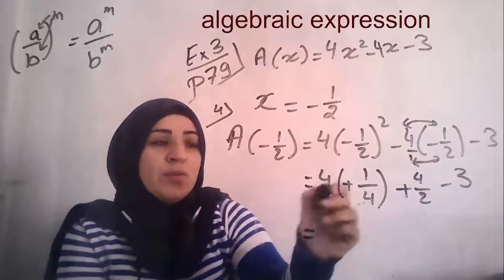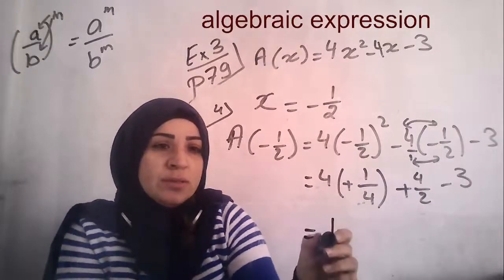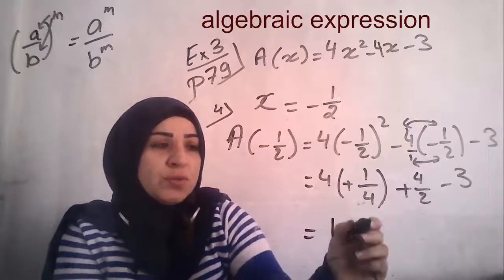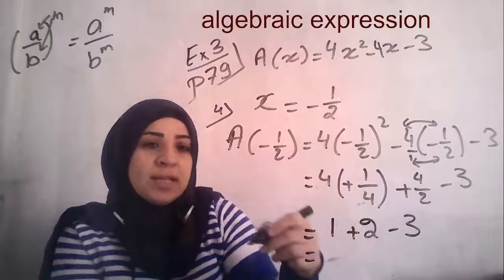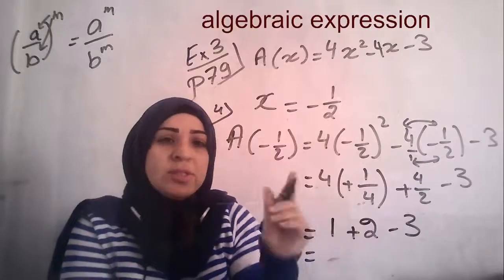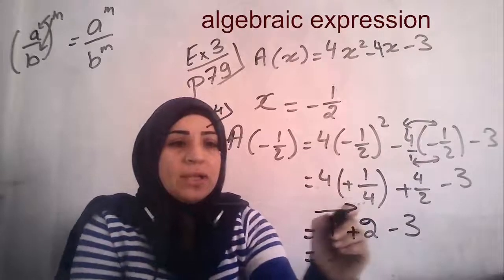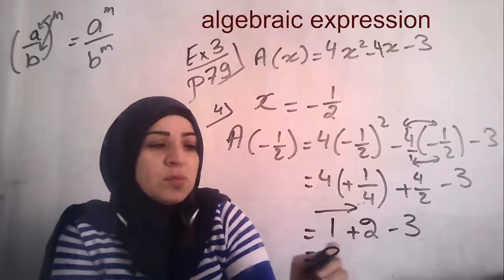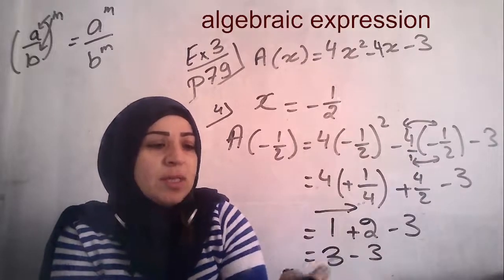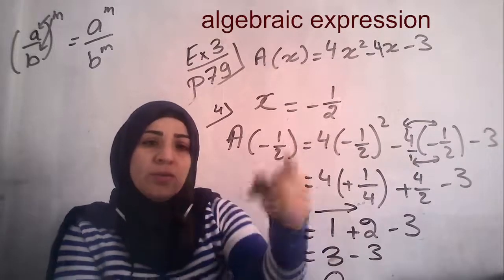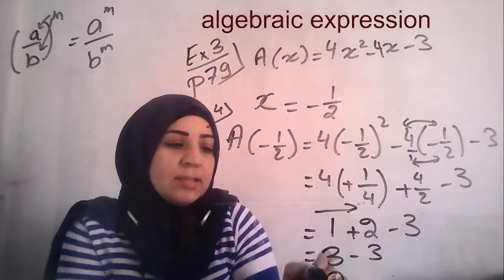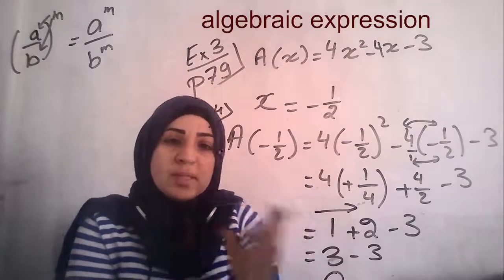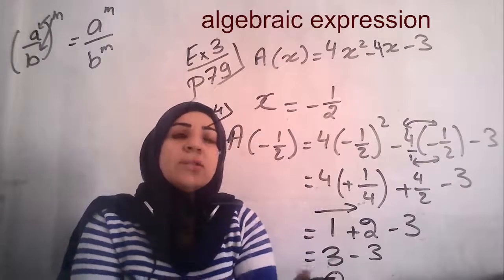Here we have 4 times 1 over 4 is 1, plus 4 over 2 is 2, minus 3. So I said when we have addition and subtraction, I have to move from left to right in this direction. 1 plus 2 is 3, and we have minus 3, so the value of A of minus half is 0. Okay, that's it.